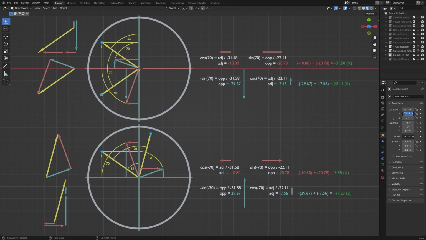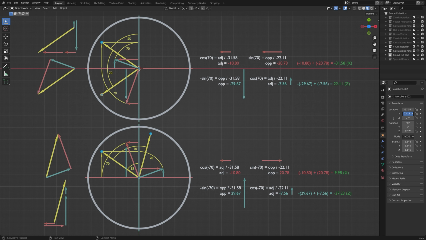For the vector representations on the left, for the anticlockwise example, we have these two forwards components partially cancelling out, and these two horizontal components adding together. For the clockwise direction, we have these two horizontal components partially cancelling out, and these two forwards components adding together.